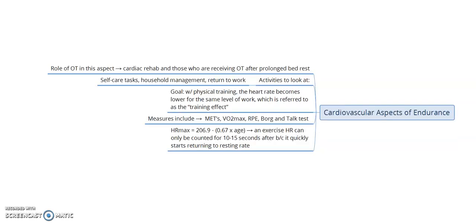Measuring the cardiovascular aspect of endurance, we need to look at METs, VO2 max, RPE, and you can do the Borg talk test. And you need to make sure that their heart rate doesn't go higher than 220 minus their age. That should be their max heart rate. The role of OT in cardiac rehab are for those who could be on prolonged bed rest or any type of cardiac contraindications. And you need to look at things like self-care tasks, household management, and ability to return to work.